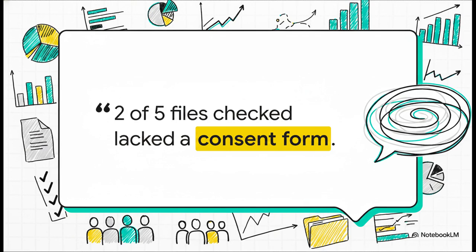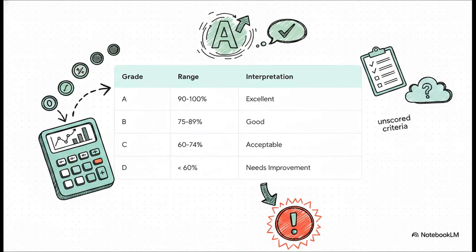For example, writing down 2 of 5 files checked had no consent form. Now that is brilliant documentation. It's specific, it's objective, and it tells the ward head exactly what needs fixing. Once you're done, the system works its magic. It takes all those 0s, 1s, and 2s and automatically spits out a final percentage and a letter grade.